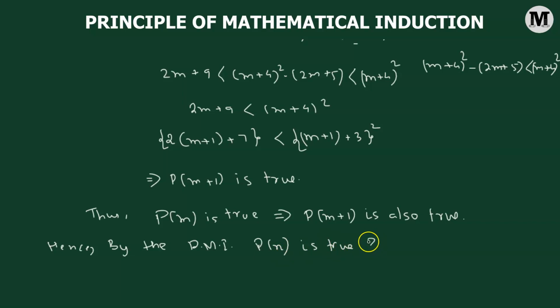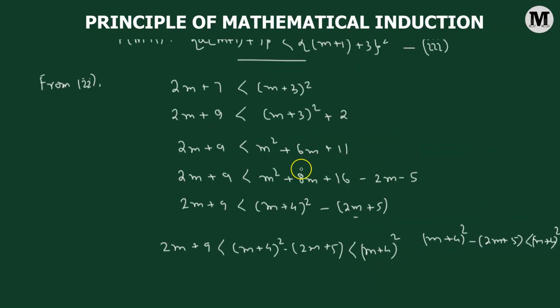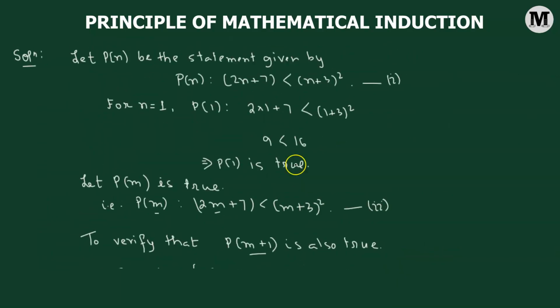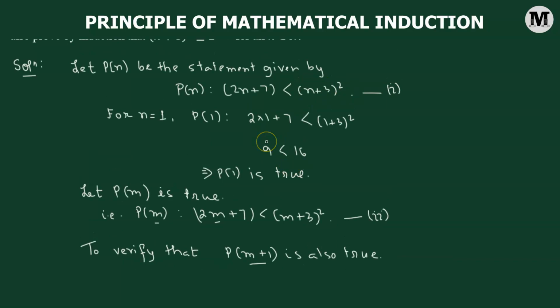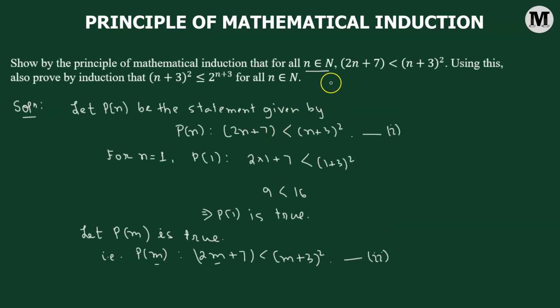It is going to be true for all values of n belonging to the set of natural numbers. That means for any natural number we pick, the statement P(n), given by 2n+7 less than (n+3)², is always going to be true. So here we have successfully proved the first part of the problem.